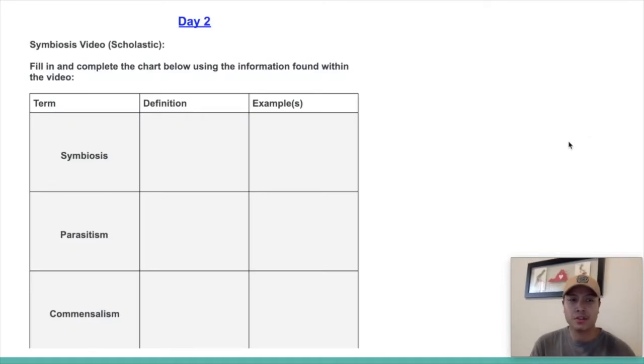So before we start the video, I want to make sure that you're looking at this page. This page is for day 2 symbiosis video notes. On the next slide, you're going to be watching a 4-minute video on the types of symbiotic relationships, what symbiosis is, in the form of a cartoon that Scholastic has created for us to view. So make sure that you're on this page. And throughout the entire video, if you see the term, you see the definition, and you want to write that down without continuing the video, just make sure that you press pause and then just come back to it when you're ready.